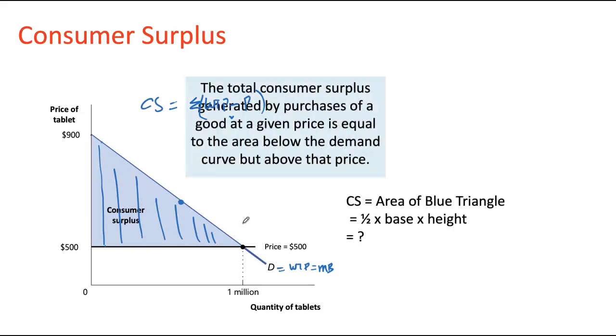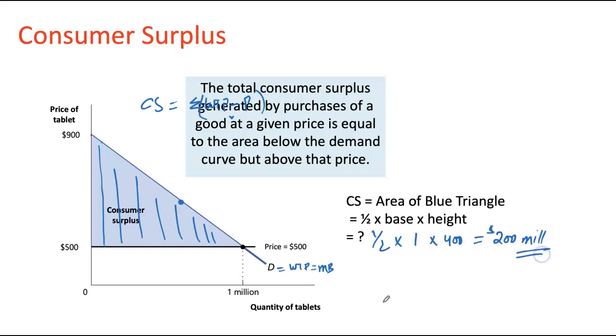So what's the area of a triangle? It's half times base times height. So let's plug in our numbers. We have a base of 1 million and we have a height of 900 minus 500, which is 400. And that gives you consumer surplus of $200 million.